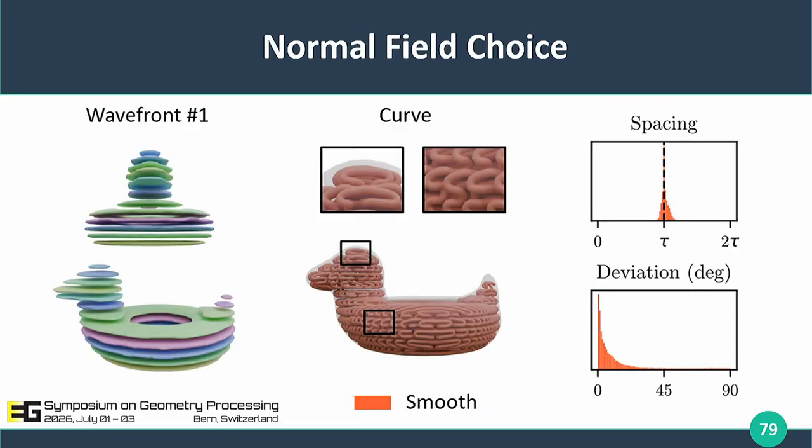We also tried other strategies to construct the frame field. Here we show the result using the smoothest normal for the frame field I described earlier. Starting from a tangent field in the horizontal direction, the smoothest field results in a vertical one, producing the wavefront shown on the left.